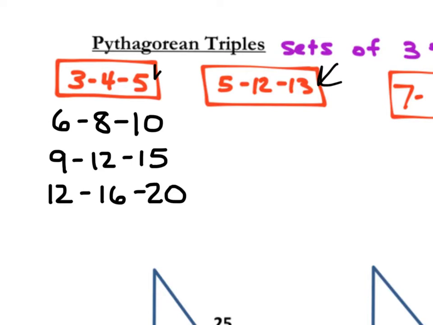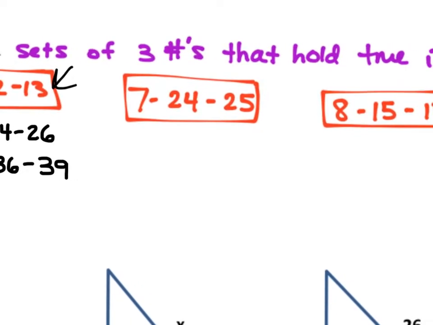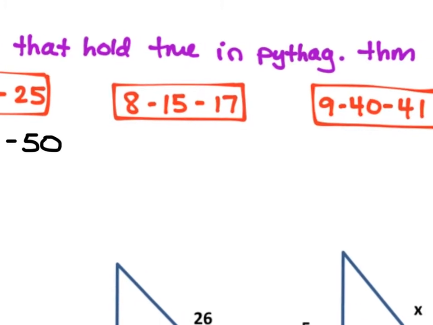Let's multiply all those by 2. We get 10, 24, 26. Okay? Maybe multiply all by 3. Okay, we get 15, 36, 39. Let's just multiply these by 2. 14, 48, and 50. Just for you guys to understand that no matter what, if I have a triple and I multiply them all by the same number, I end up with another triple.